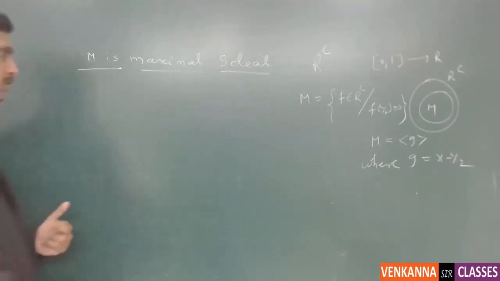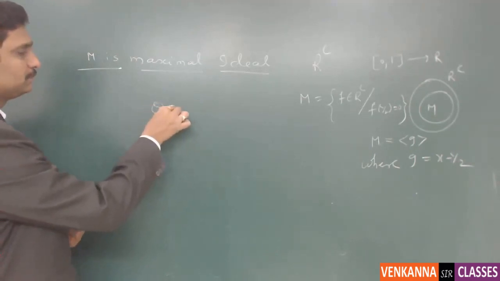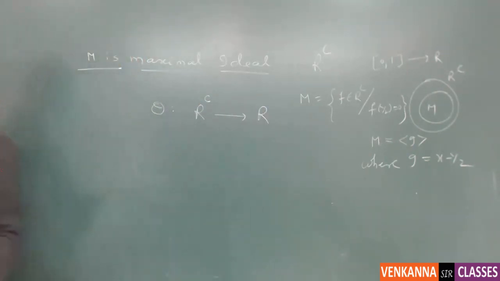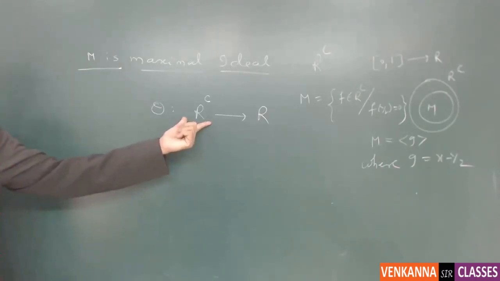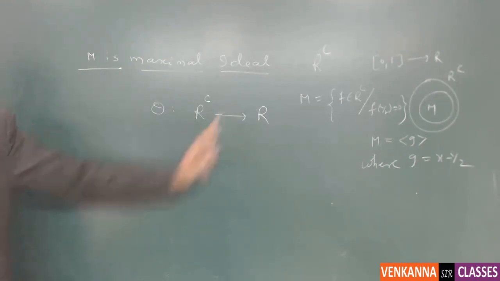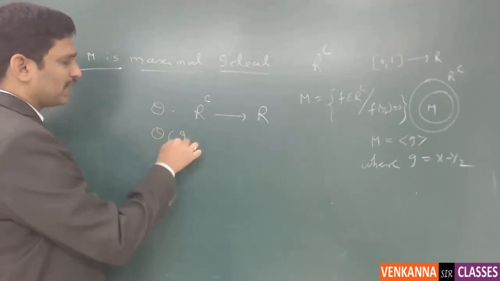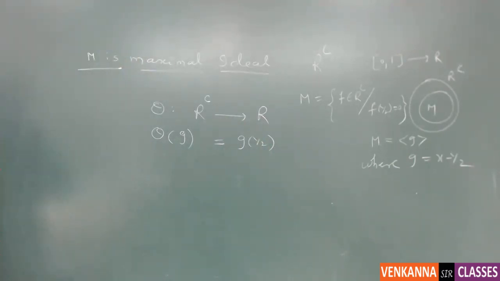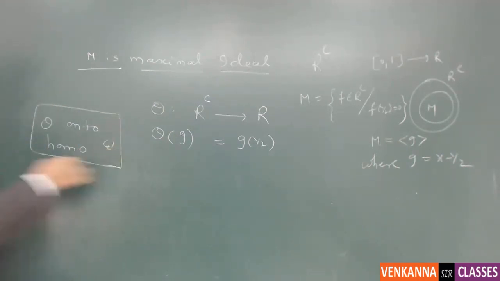Let us check. I want to define a function theta from R^C to R. The domain contains all functions, and the codomain contains real numbers. How is it defined? Theta of any function g is equal to g of 1/2. In this way I have defined it, so for every function in the domain, I am defining it like this. Now, this theta will be onto and a homomorphism.